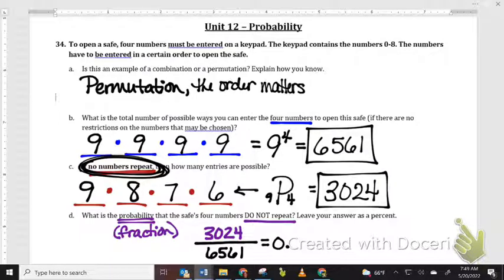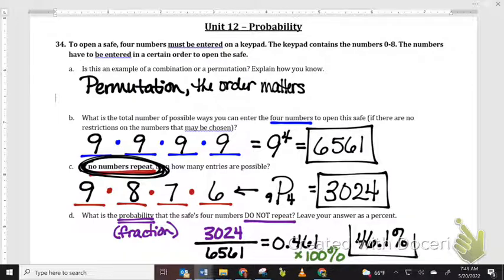What would this be in decimal form? It's going to be a little bit less than 0.5. Let's take it out to 3 decimal places, so thousandths. So 0.461. How do I take it from being a decimal and turn it into a percent? Times 100. So we're timesing it by 100%, which means this is 46.1%. So it's a reasonable guess.